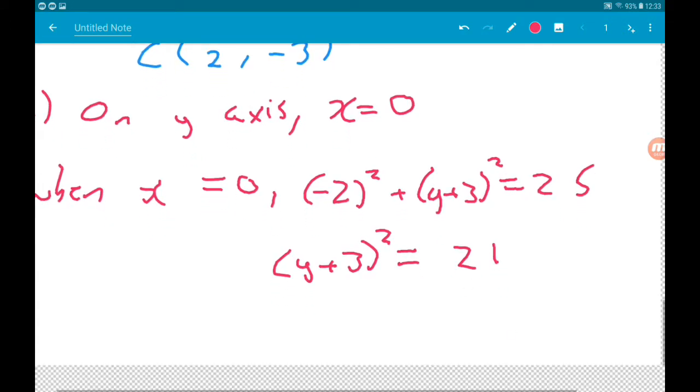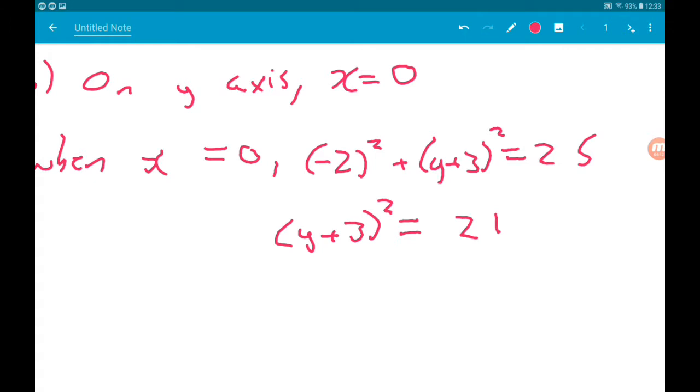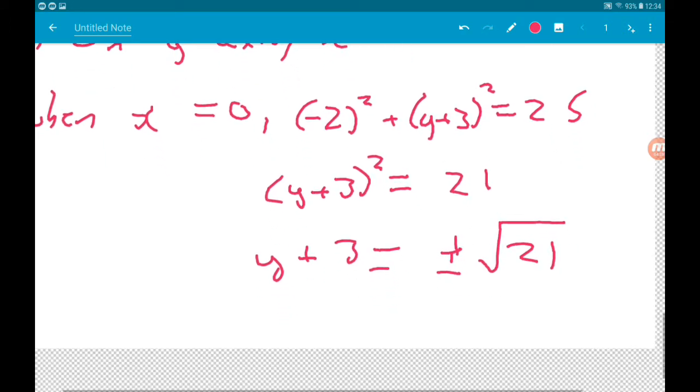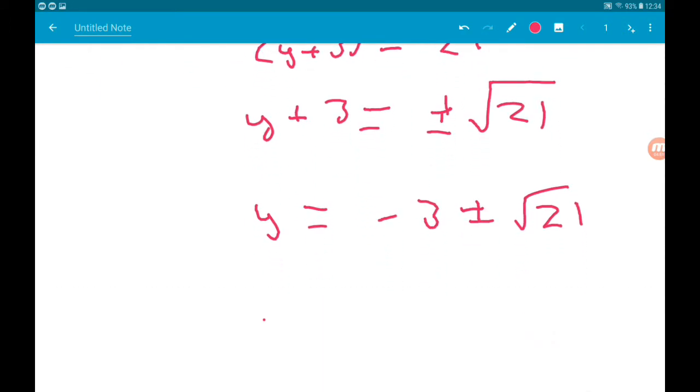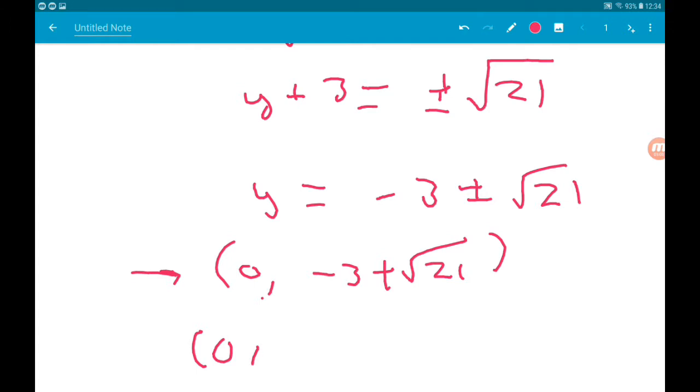Now if we square root, now be very careful here, when you square root you get positive and negative answers. So we get y add 3 is plus or minus root 21, take away the 3, y is minus 3 plus or minus root 21. So the coordinates then are 0, minus 3, add root 21, and 0, minus 3, minus root 21. Go.